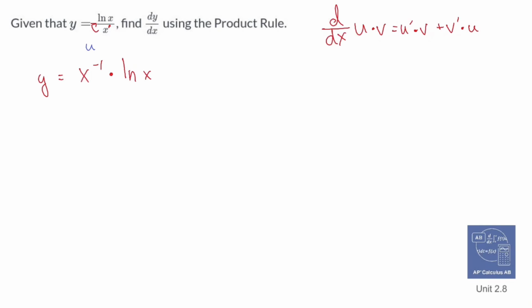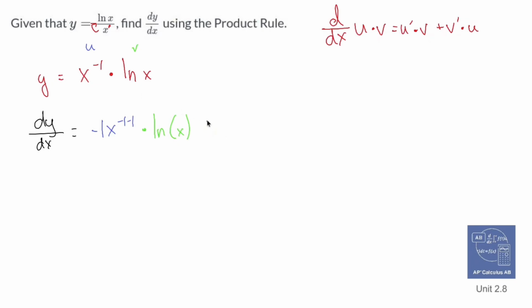I will let u, ln of x, be my v, and then follow these rules. So dy/dx, the derivative, is going to equal the derivative of that x to the negative 1. This requires the power rule. So you drop down the negative 1, and then you take 1 away from that negative 1, like so. Then you multiply the ln of x as is, so you're still ln of x. Let's keep it wrapped in parentheses because it looks pretty that way.